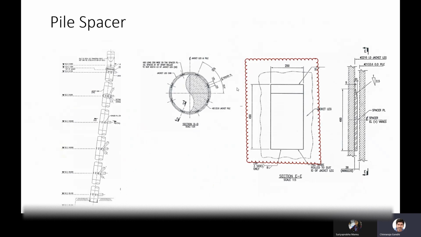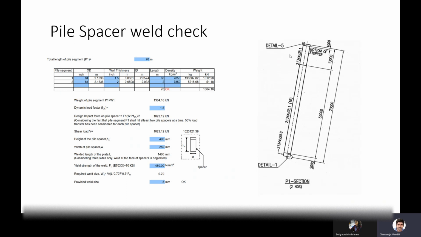From this, we have to check the maximum span of this level. Actually, we have to check which is the maximum level, take that one, and then calculate the self weight of the pile over here. If you see, this is the maximum length of the pile out of all segments. This is 70 meter. For this 70 meter, we calculated the dead weight of the pile. 1364.16 is the self weight of the pile for 70 meter.